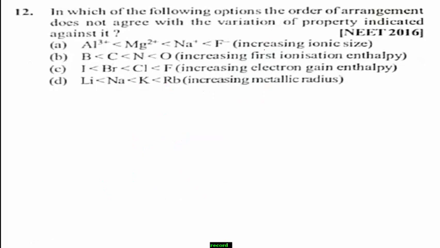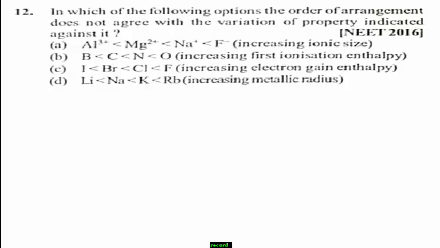Next, question number 12. In which of the following options does the order of arrangement not agree with the variation of property indicated against it? Option A, Al3+ less than Mg2+ less than Na+ less than F minus, increasing ionic size. Option B, boron less than carbon less than nitrogen less than oxygen, increasing first ionization enthalpy. Option C, iodine less than bromine less than chlorine less than fluorine, increasing electron gain enthalpy. Option D, lithium less than sodium less than potassium less than rubidium, increasing metallic radius.